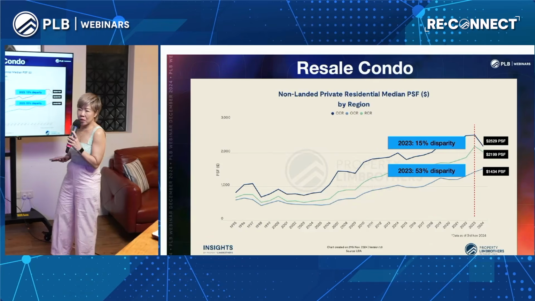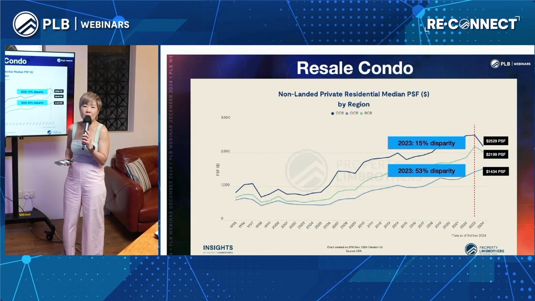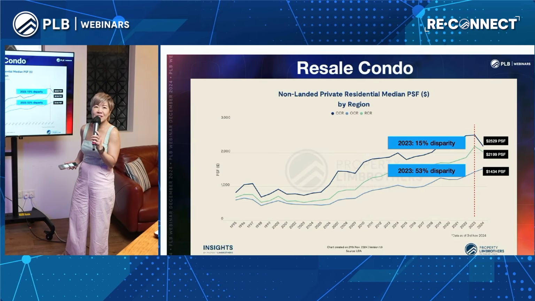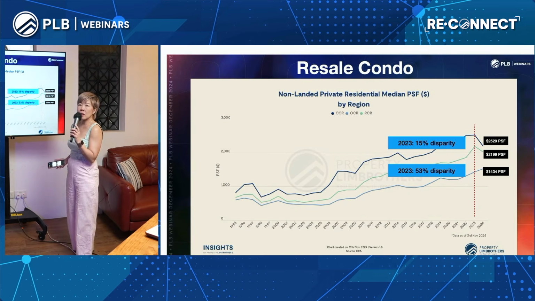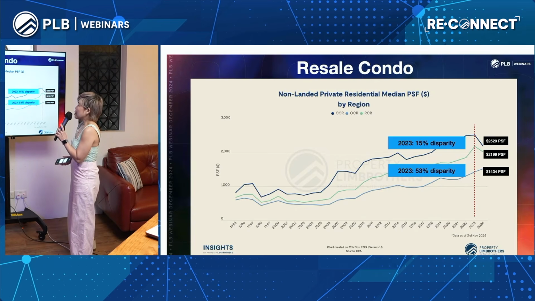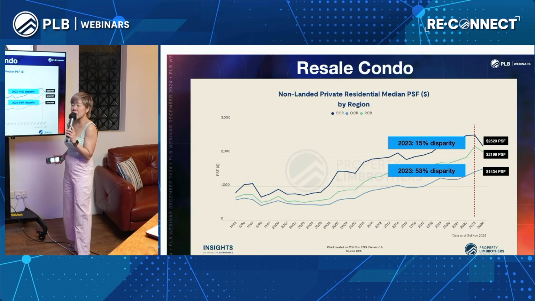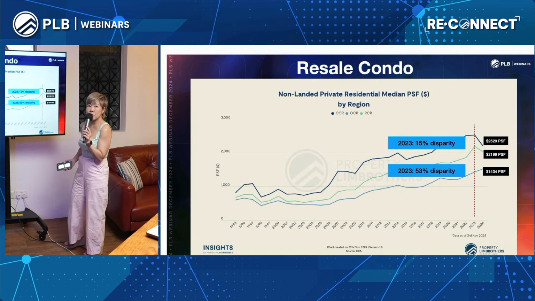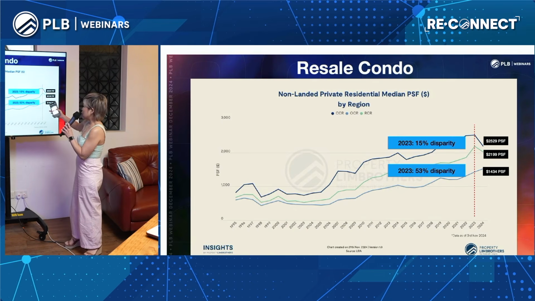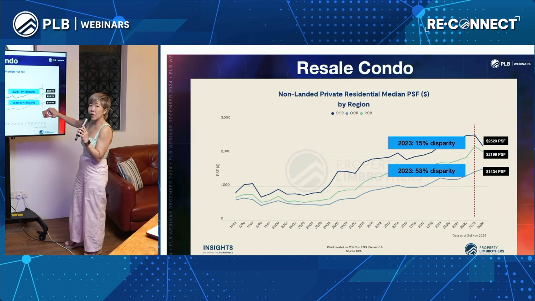Okay, so this important question of what to buy. Just now I mentioned there are like 35,000 units available. So what to buy? This is one important chart that we want to look at if we are considering a resale condo. These are the median PSF transacted in the three different regions, the OCR, the CCR, the RCR. We can see that over the years, the disparity between the three regions has widened, especially between the OCR region and the RCR region.